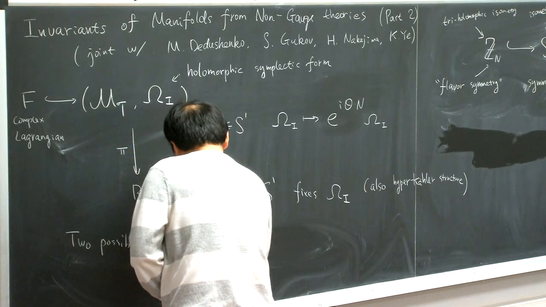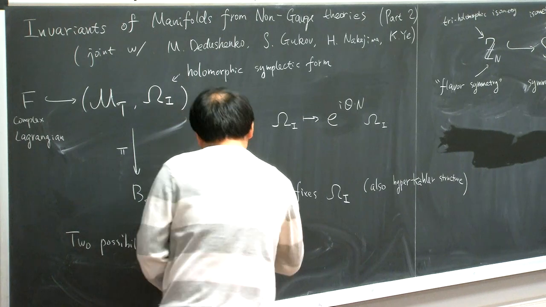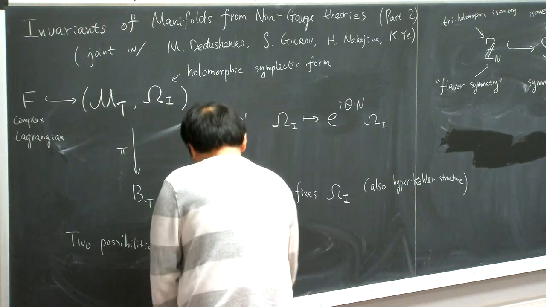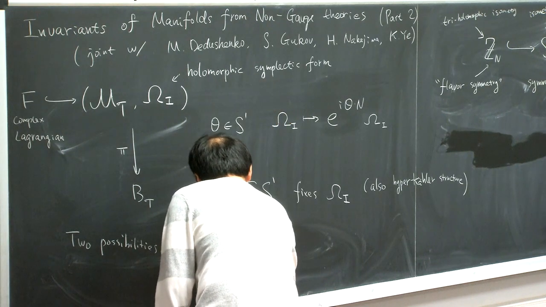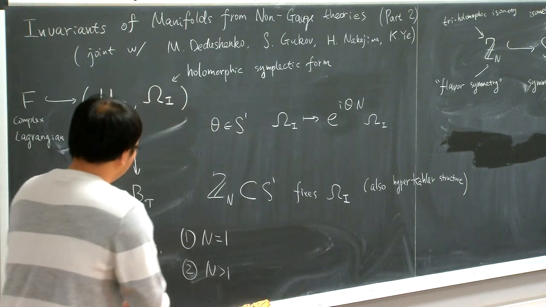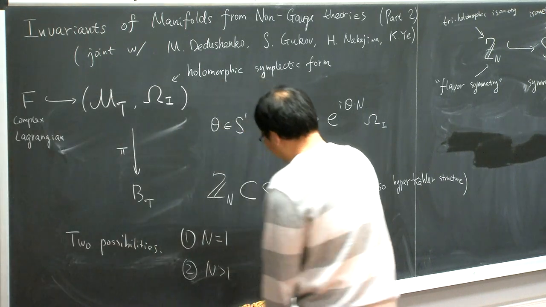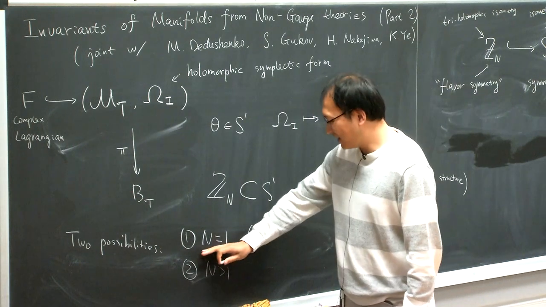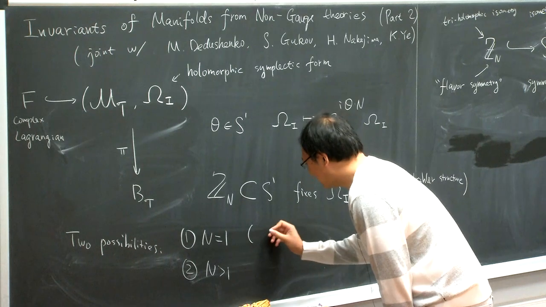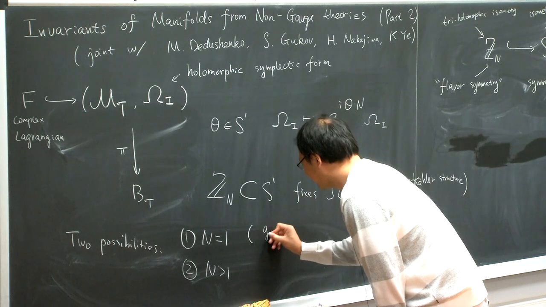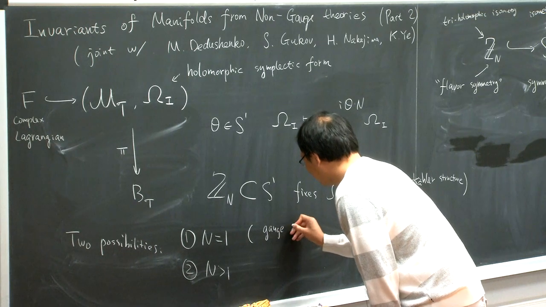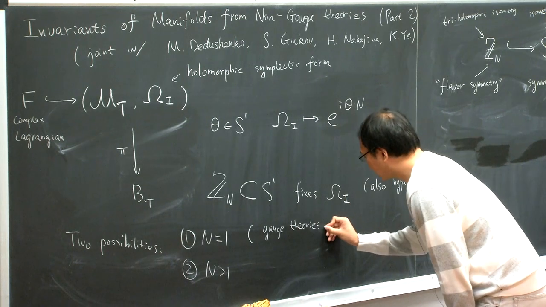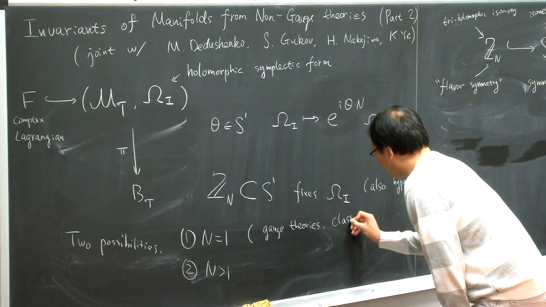The first possibility is that n is just equal to 1. And then we cannot use this discrete symmetry for anything. The second possibility is that n is larger than 1. Then we actually can do something. And I've mentioned many examples that belong to the first class of theories. These include gauge theories, and all theories of class S.